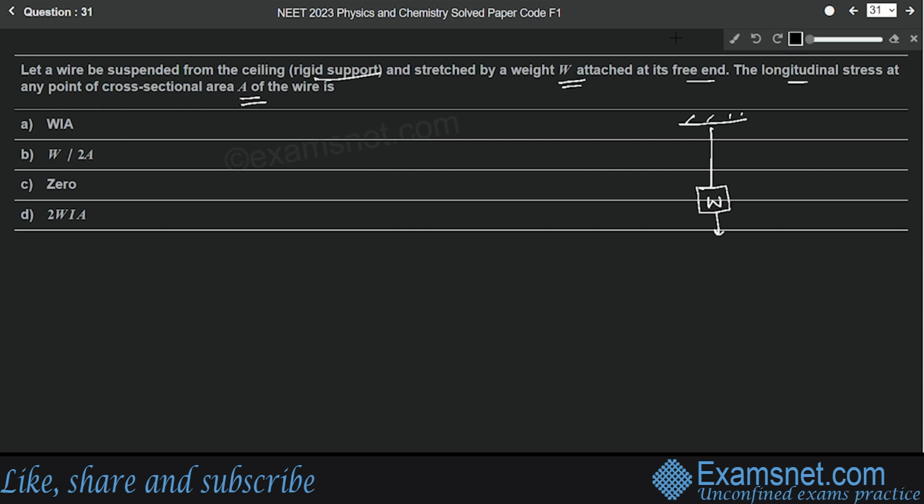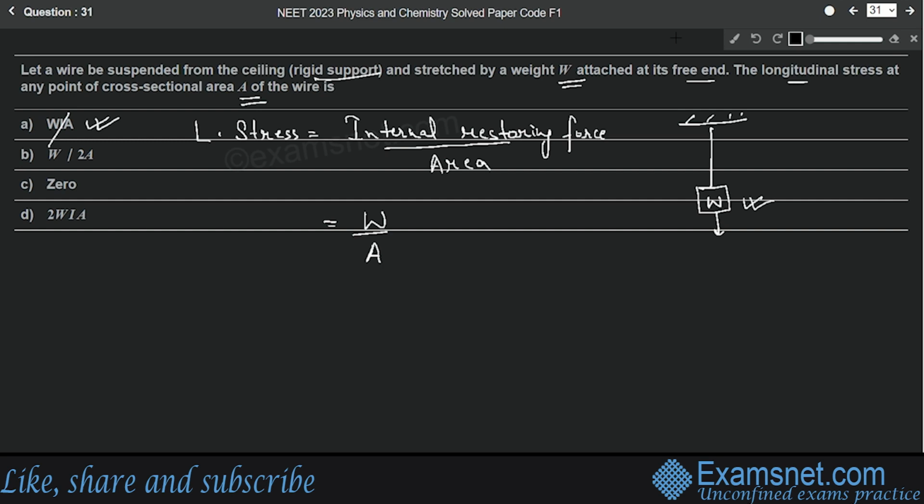Now we have to find out the longitudinal stress, and we know that the longitudinal stress is equal to internal restoring force divided by the area. Okay, so here the internal restoring force will be same as the weight that is suspended here, so that will be equal to W divided by the area, cross sectional area of the wire. So W by A, that means option A will be the correct answer. Okay, this is W by A.